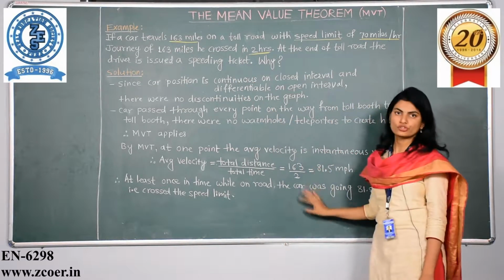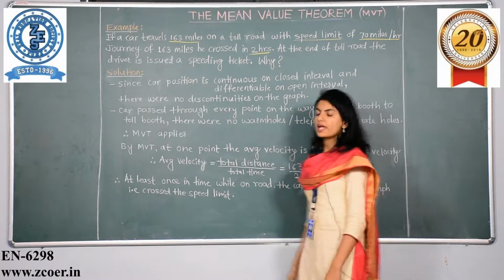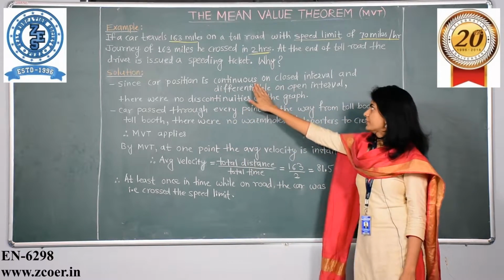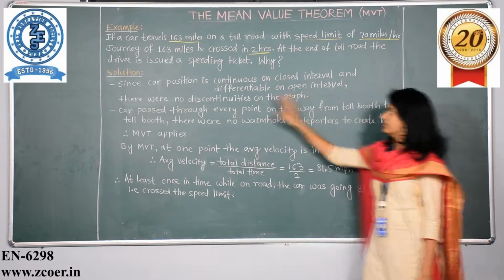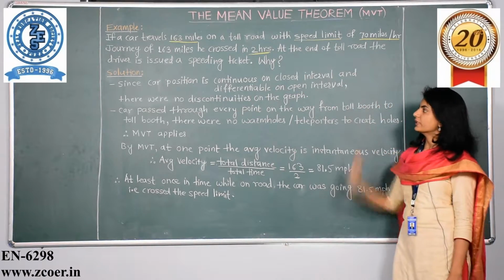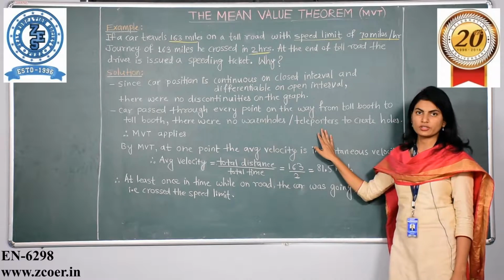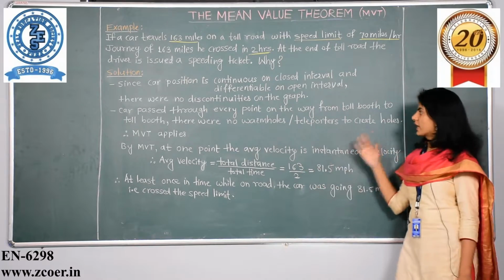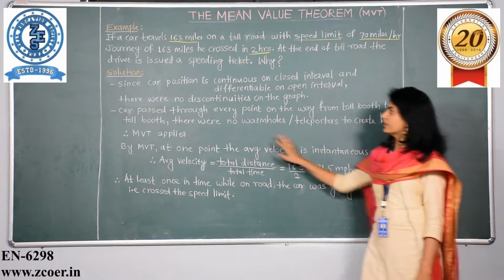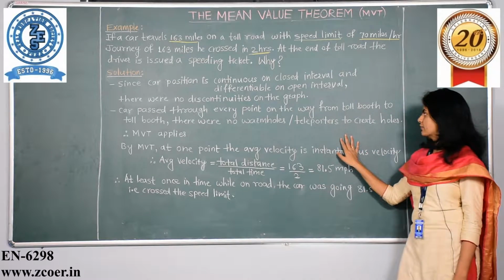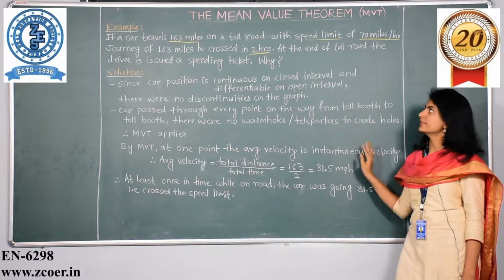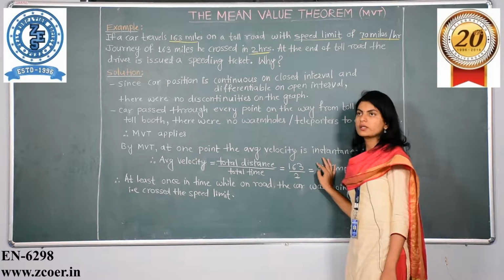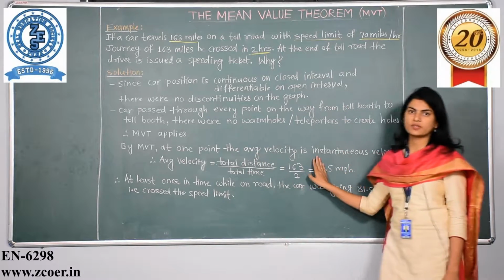So let us go for the solution of this example. In this solution, as we know, since the car position is continuous on a closed interval and differentiable on an open interval, there are no discontinuities on the graph. The car has passed from one toll booth to another toll booth on the way, and there were no wormholes or teleporters to create holes. Therefore, this mean value theorem applies here. So by the mean value theorem, at one point the average velocity is the instantaneous velocity.